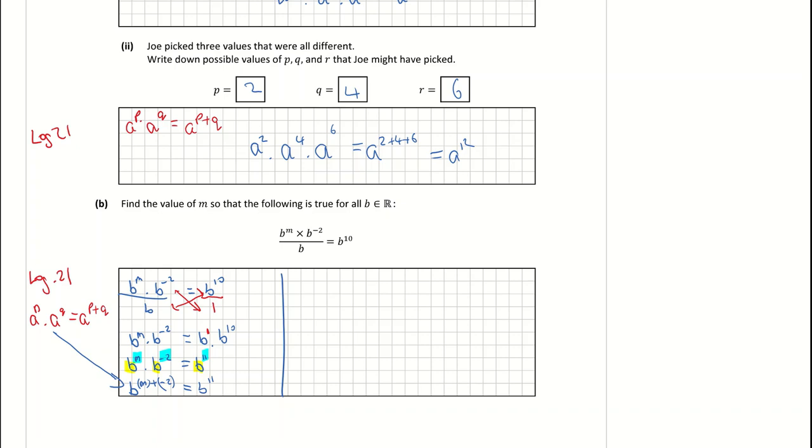So now, I'm going to take my powers and let m plus minus 2 is equal to 11, because remember, the bases here, the large number, are equal. b is equal to b. So m plus minus 2 is equal to 11, which is m minus 2 is equal to 11. Add 2 to both sides, gives me m is equal to 11 plus 2, which is giving me a value of m of 13.